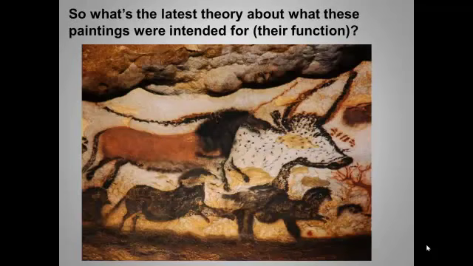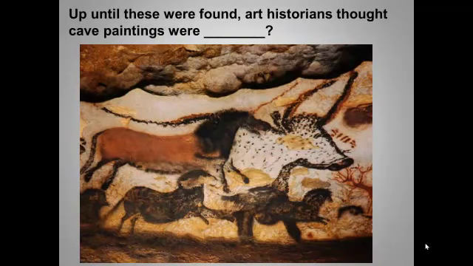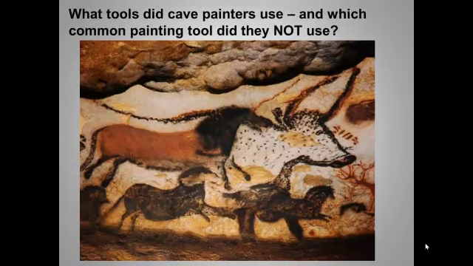So, what's the latest theory about what these paintings were intended for? We talked about this in class. Think Black Elk. What can I say? Art historians are a suspicious bunch, and we talked about this in class as well. And not only did we talk about this question in class, but it was on one of your quizzes.